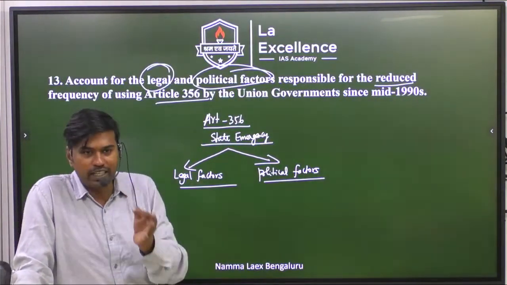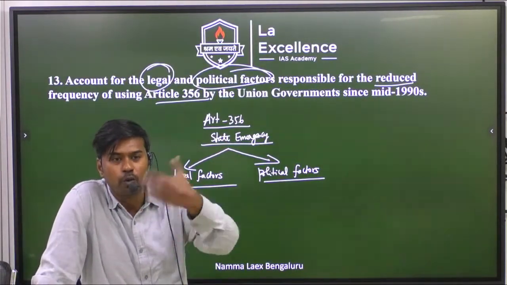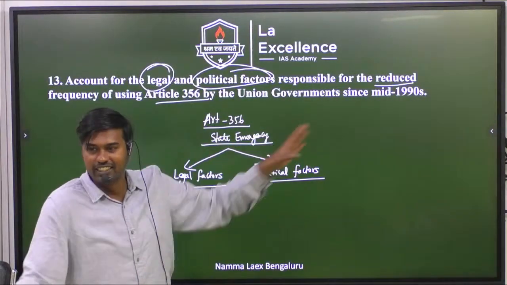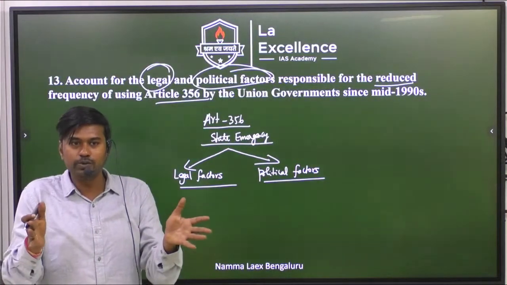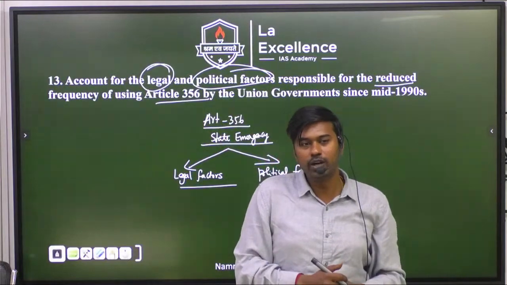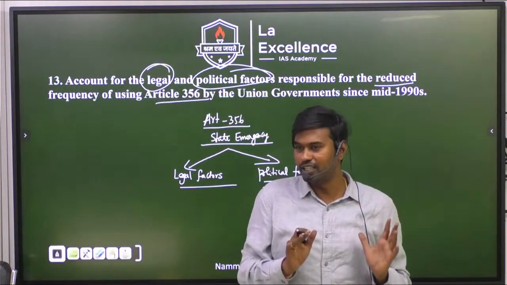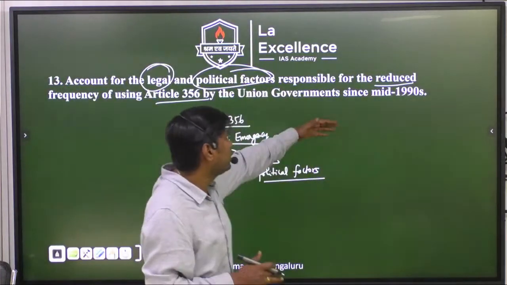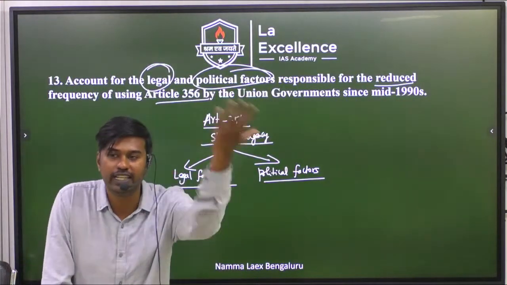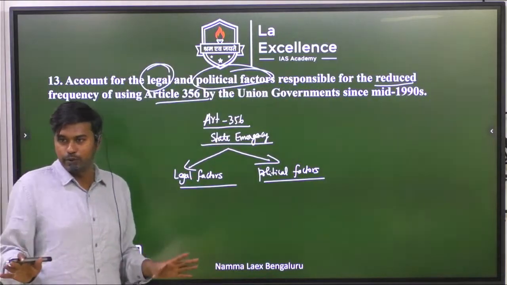Are you getting it? What they are asking is why we have not gone for more state emergencies after the 1990s. What is that era? The end of the Cold War era. Two things happened: one is the new economic policy of India, the second is the end of the Cold War between USSR and USA. So after the 1990s, why have we not imposed so many state emergencies in India compared to the earlier period? What are the various reasons behind it? Is the question clear?